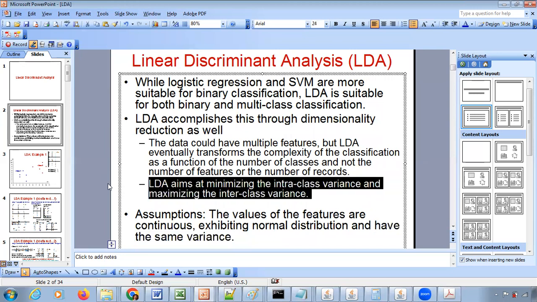LDA tries to minimize the intra-class variance and maximize the inter-class variance. Basically, like the decision boundary we saw in the previous classifiers, it tries to compute some f values, let's say function values, such that for data points that belong to the same class, the variation in such f values is not that much. So it minimizes the intra-class variance, whereas it tries to well separate the data points belonging to different classes based on the f values.